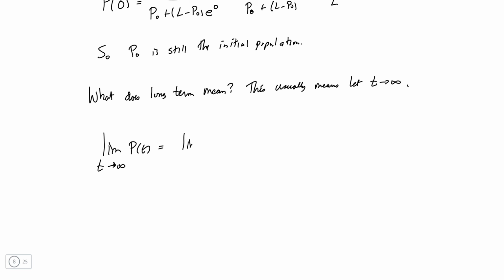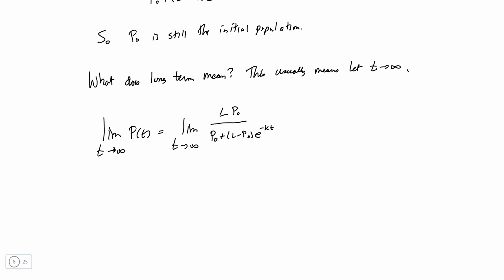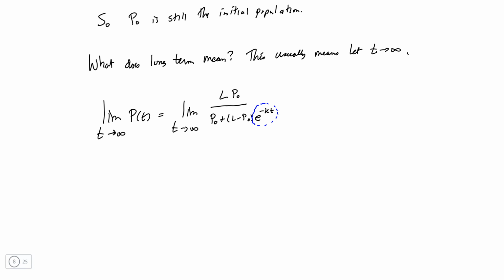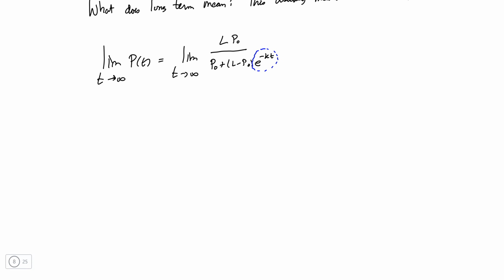Well, this is the limit as t goes to infinity of L P0 over P0 plus L minus P0 e to the minus kt. Now, let's look at what's happening here. If we look at it, this is the only term with a t in it. Everything else is constant. So what we'd really like to know is what happens to that as t goes towards infinity.